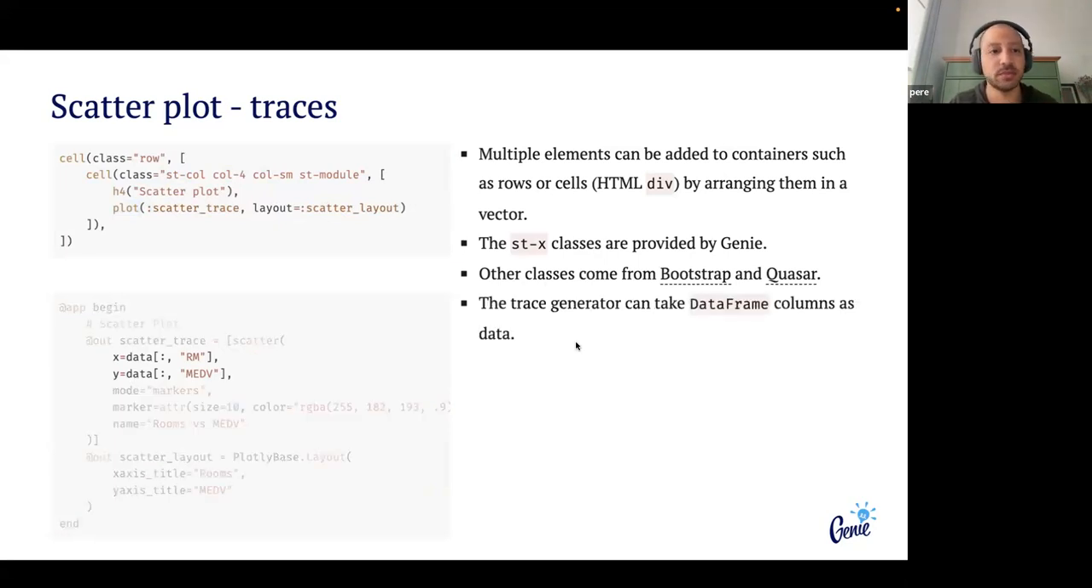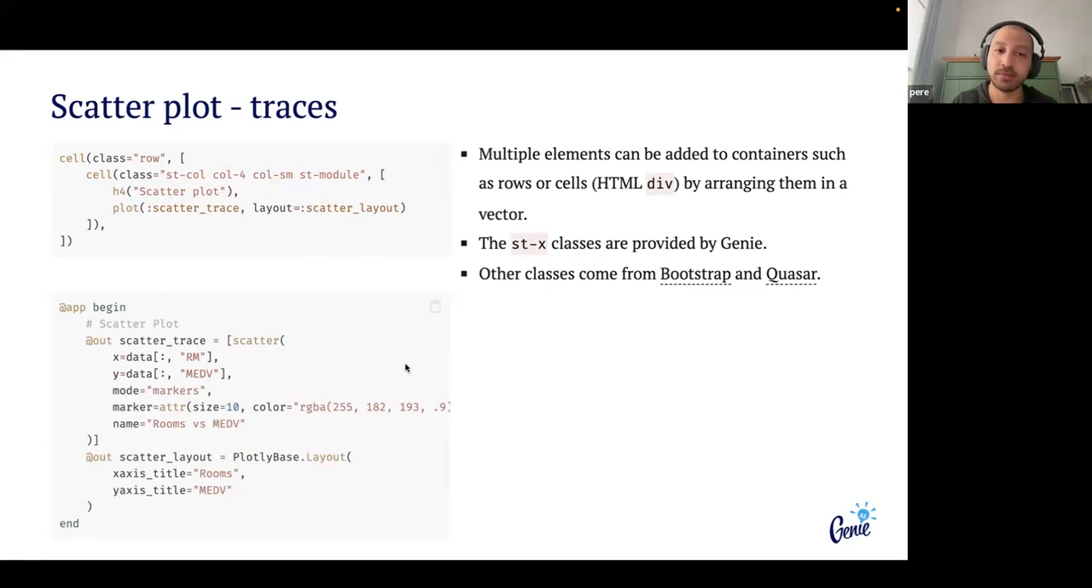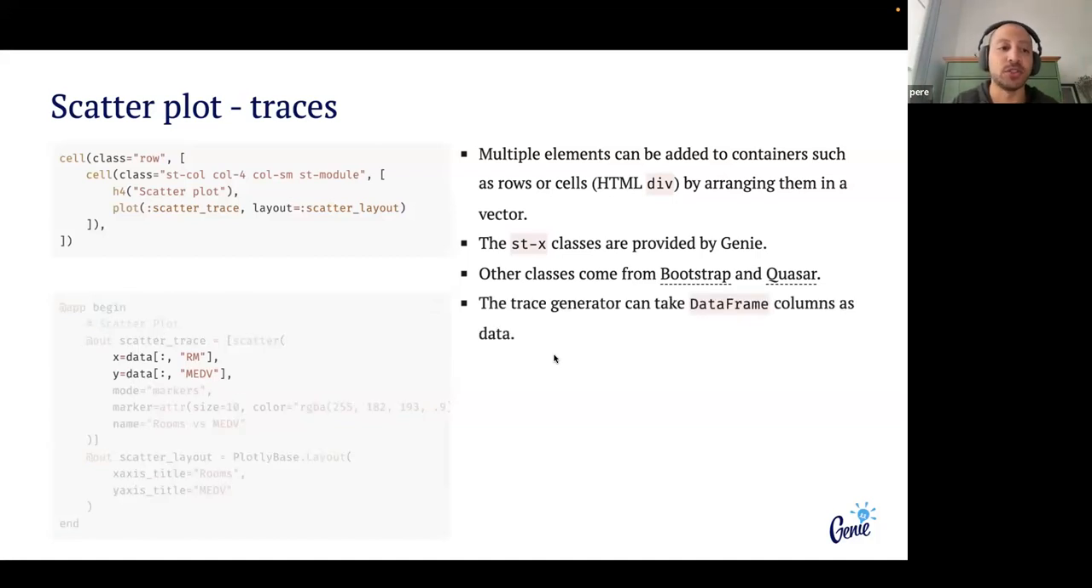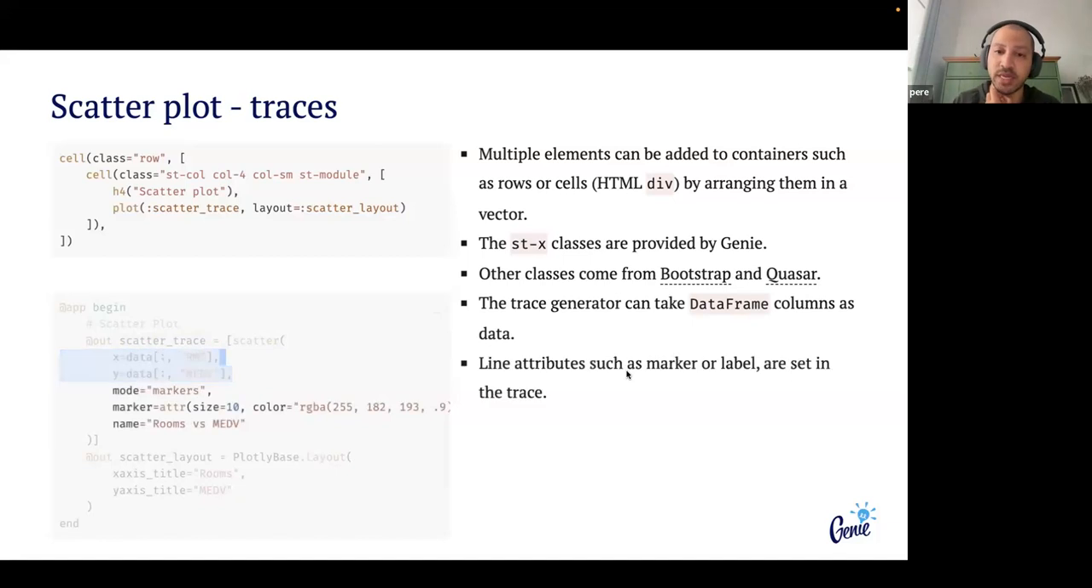Then when it comes to the code in the backend, we have to declare these traces and this layout. For the trace, we use the scatter call to which we pass the data. We can take it directly from the data frame columns, which we have loaded earlier from the CSV file. Then we can also define attributes like the marker or the label right in the trace. And then for the layout, in this case, we just set a simple axis title for the X and Y axis.